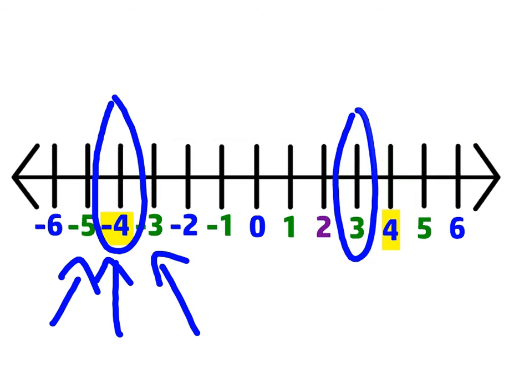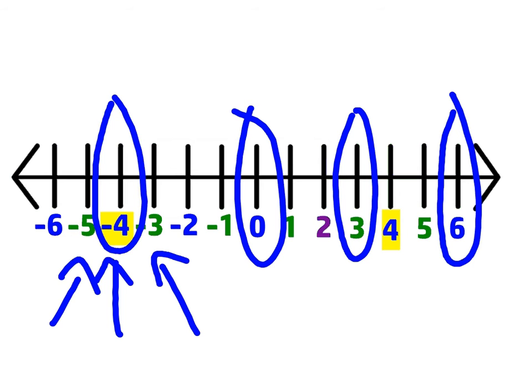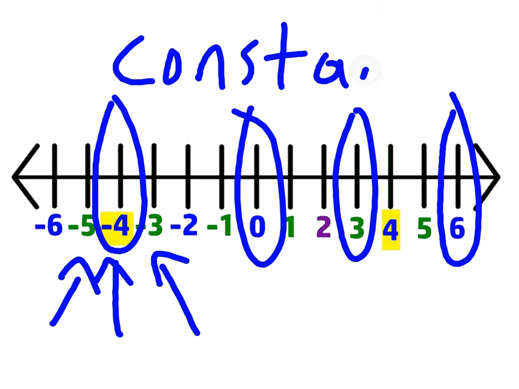Just like 3, just like 0, just like any number. It cannot change. Its position is fixed. And remember we said those were constant numbers. So we'll go ahead and write that out real quick.